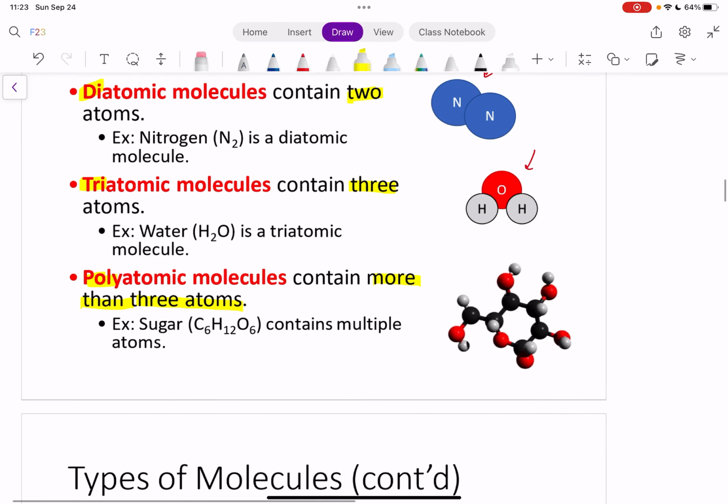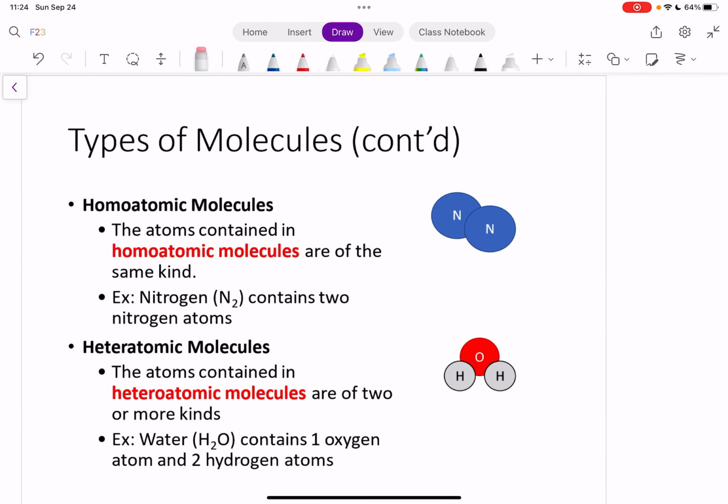Quite a few, actually. So we can also break this up into a couple more categories. Lots of categorizing this video. So there are homoatomic molecules and there are heteroatomic molecules. Homoatomic molecules have atoms that are the same type of atoms bonded together.